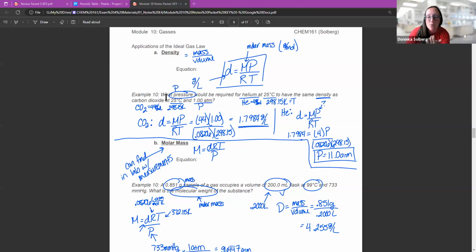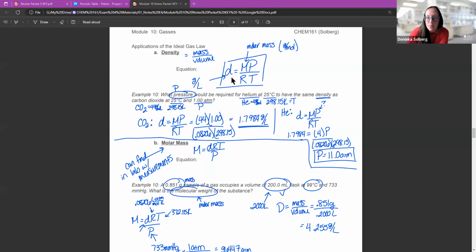So example number 10 says, what pressure would be required for helium at 25 degrees Celsius to have the same density as carbon dioxide at 25 degrees Celsius in 1 atmosphere? So this is definitely a multi-step problem. I give you some information about one and you have to calculate the other. So anytime you have these problems, you want to approach it like, okay, what do I have and what can I do with it? If you see the word density, you're going to have to use the density equation.